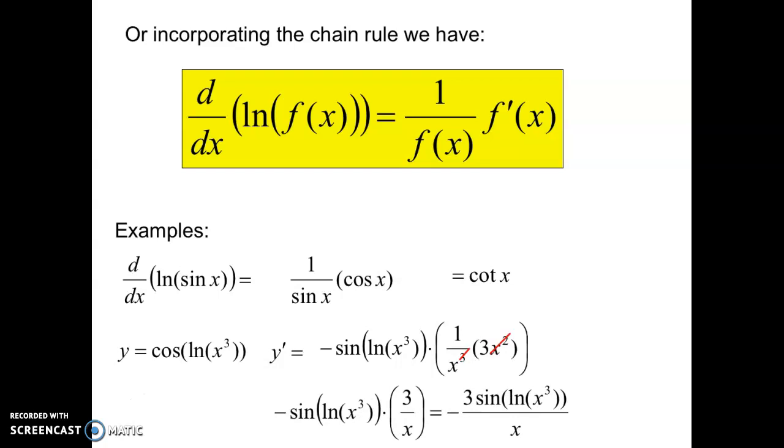So I could reduce this a little bit and then simplify to get negative 3 sine of natural log of x cubed all over x.